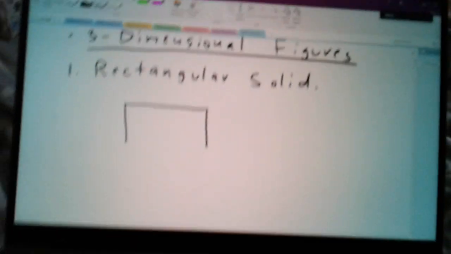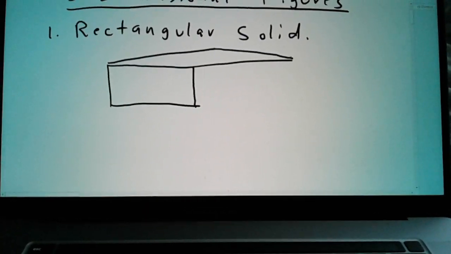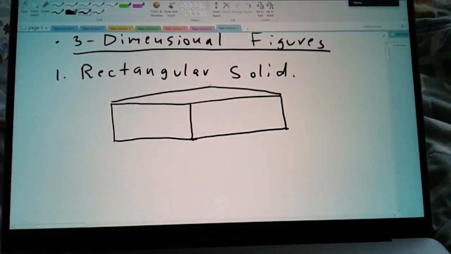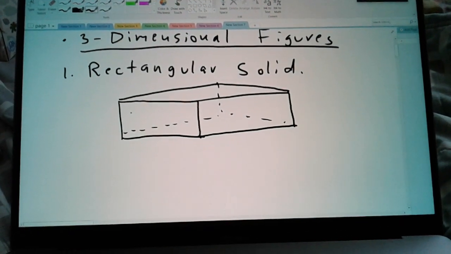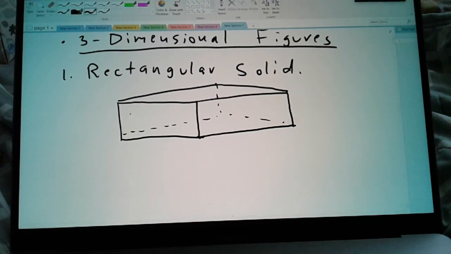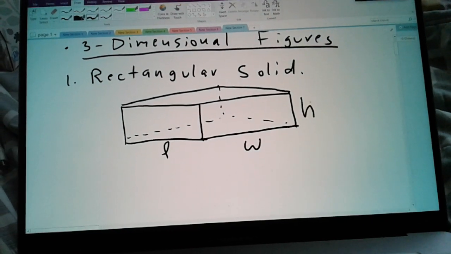So the simplest one is something called a rectangular prism, or rectangular solid, let's say. A rectangular solid is basically like a three-dimensional rectangle. So that's a three-dimensional rectangle. It doesn't just have a length and a width anymore, it also has a height, as you can see.